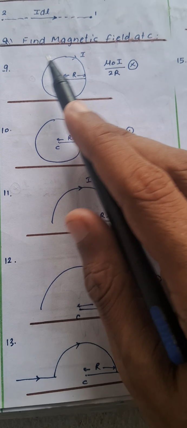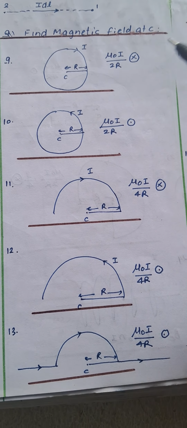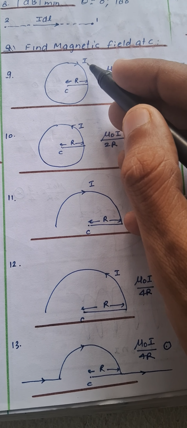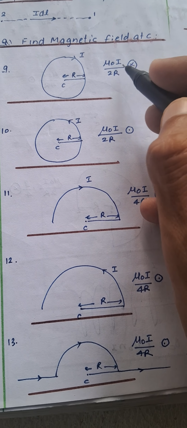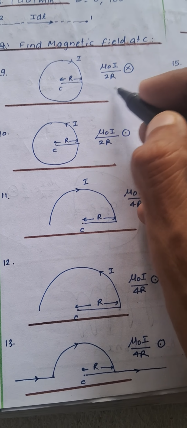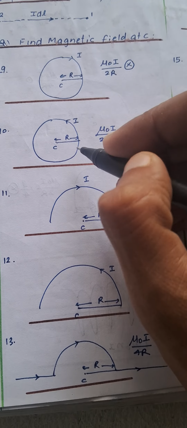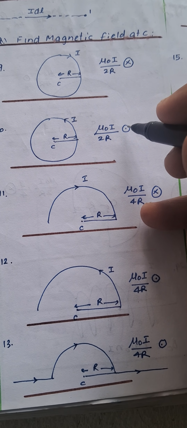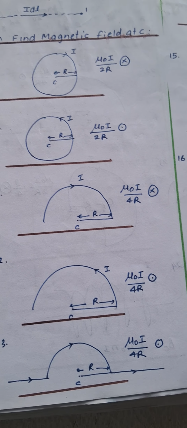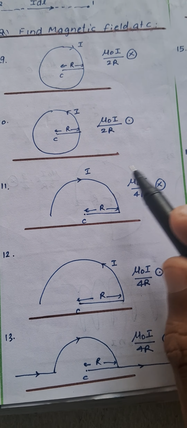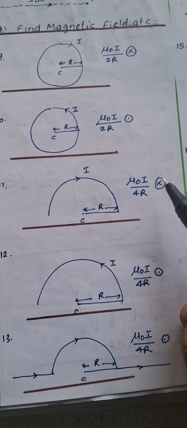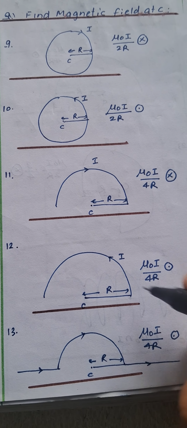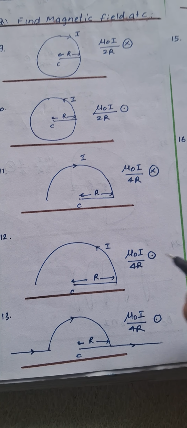Next question is, we need to find the magnetic field in various configurations. The first we have is a complete circle in which current is flowing clockwise. So magnetic field will be down the plane from over here, and its magnitude will be mu naught I by 2r. Then we have the same question in the anti-clockwise sense. So magnitude will remain the same, but here the direction of magnetic field will be up the plane. Then we have a semicircle, so magnetic field will be mu naught I by 4r, and it will be inward, down the plane. Then we have anti-clockwise, so that will be mu naught I by 4r, up the plane.